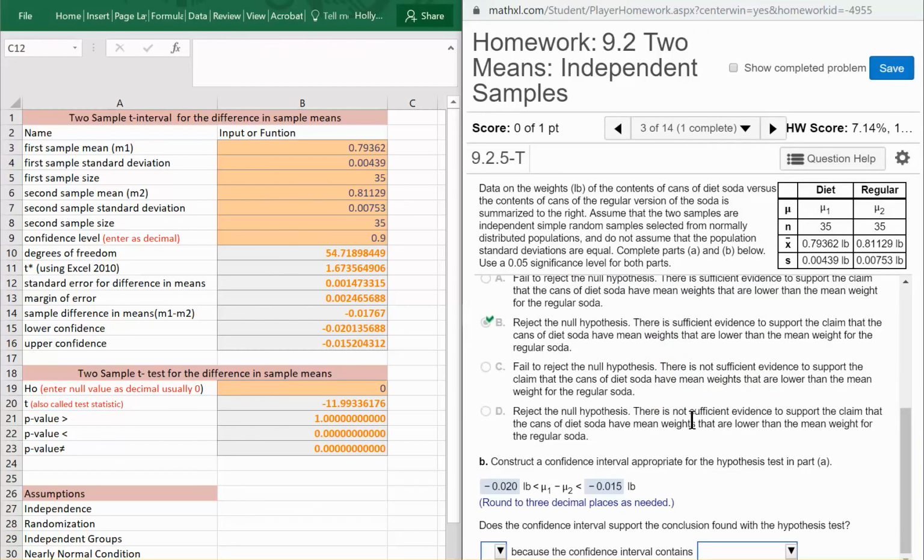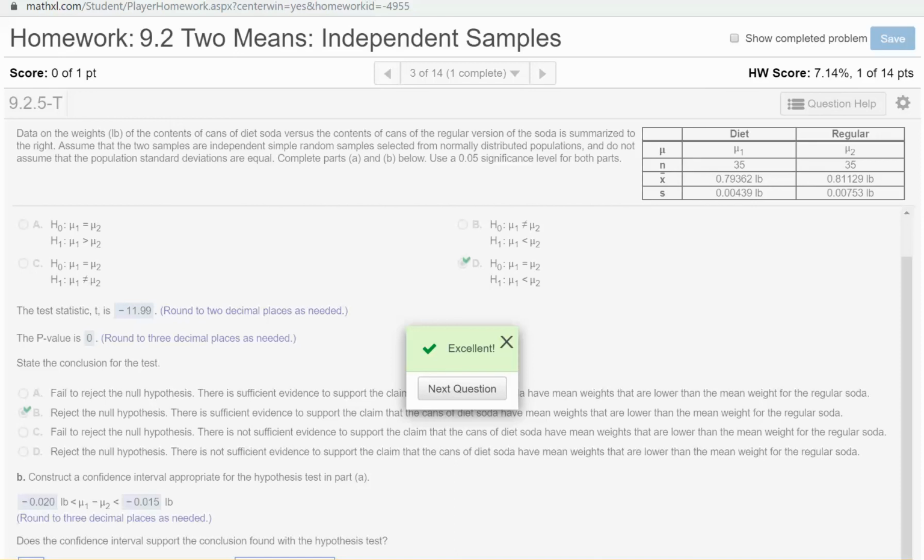Does this confidence interval support our conclusion for the test? And I would say yes, it does, because we decided to support the claim that cans of diet soda have a mean weight less than cans of regular soda. And so subtracting the diet minus the regular would result in a negative number, and both of our limits are negative. So I would say yes, the confidence interval contains only negative values.